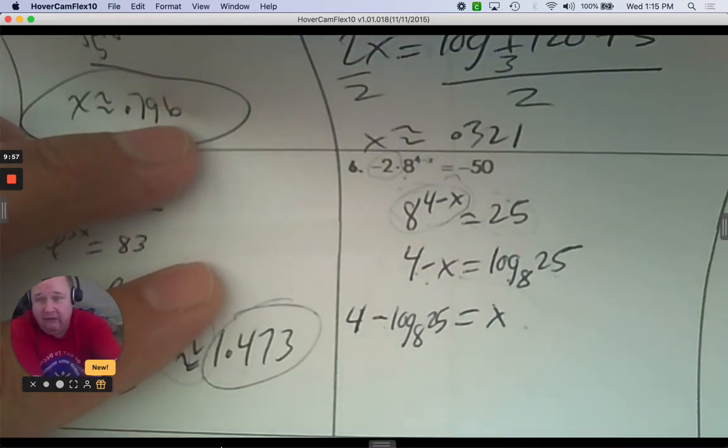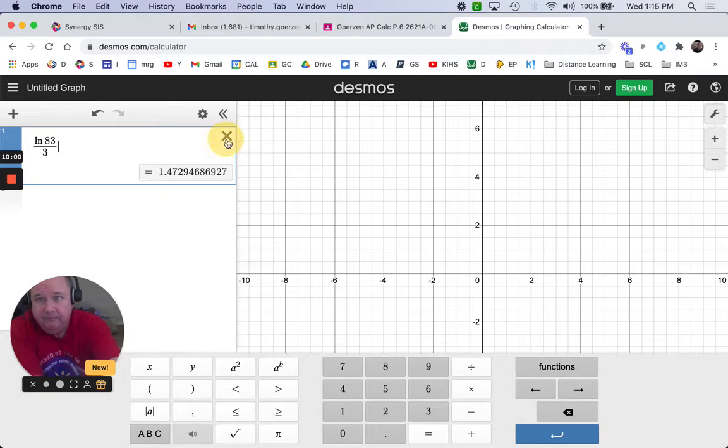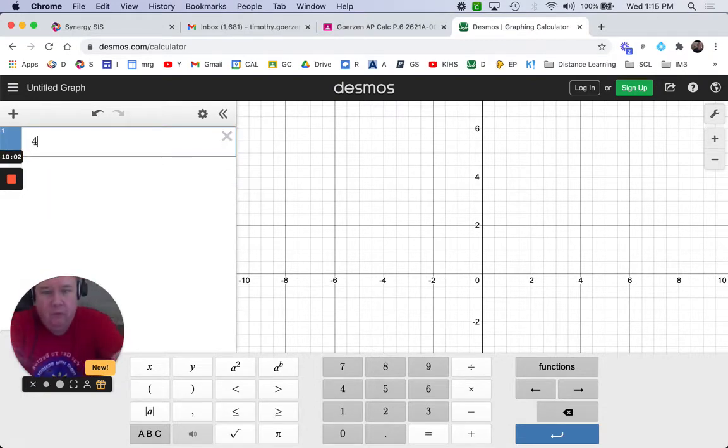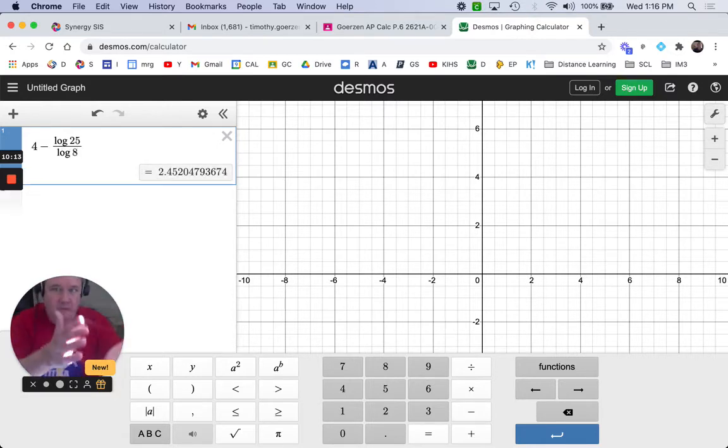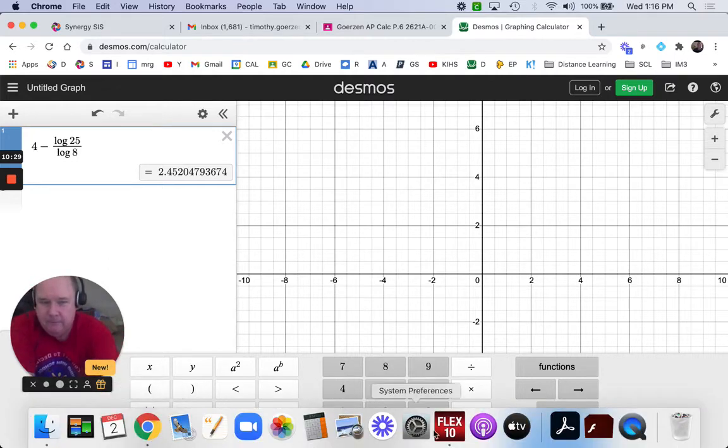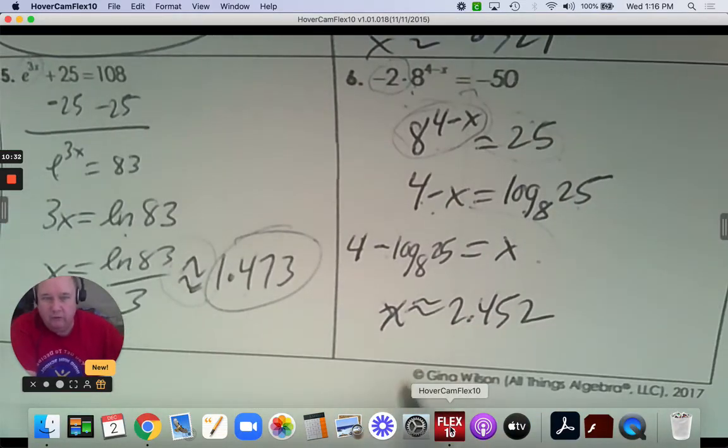And now I'll use the calculator. So I'm going to type in 4 subtract, and it's log 25 divided by log 8. So that's simple to type in that way to get the logarithm, and it's 2.452. So 2.452. All right, turn the page.